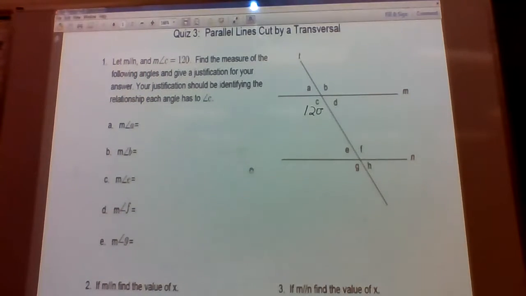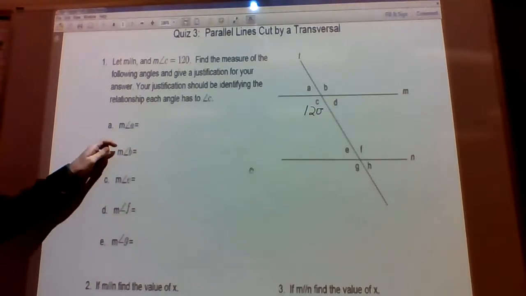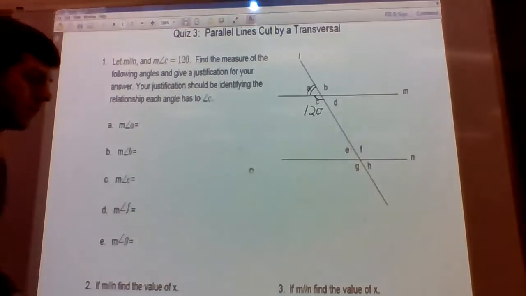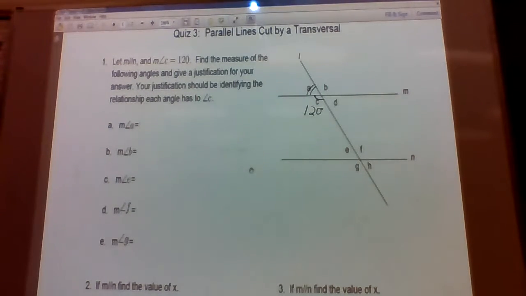Find the measure of the following angles and give a justification for your answer. Your justification should be identifying the relationship each angle has to angle C. So A is the first one. So what's the relationship between angle A and angle C? Okay, well, those are a linear pair.